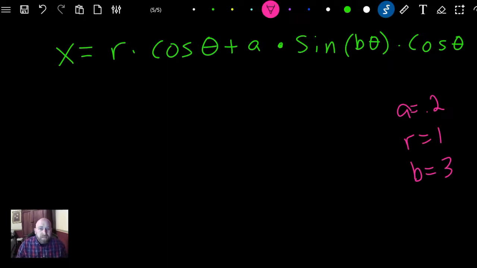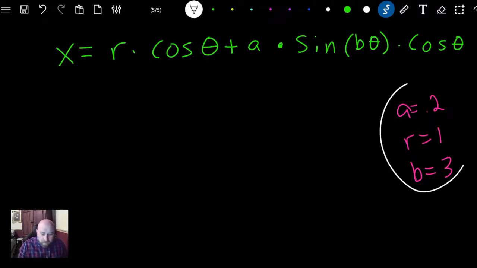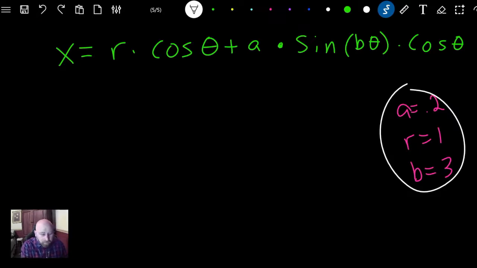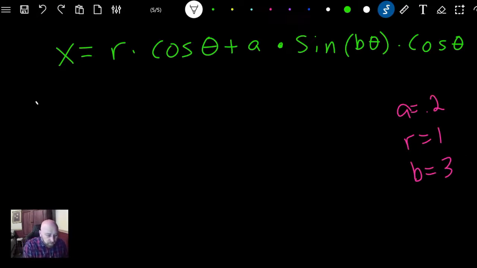Okay, from the information they gave us, here is our formula. X equals r times the cosine of theta plus a times the sine of b theta times the cosine of theta. Now they also gave us that our a is going to equal 0.2, our r is going to equal 1, and our b is going to equal 3. So what we want to do right now is substitute all of those things into this equation wherever they go. All right, so let's start here.